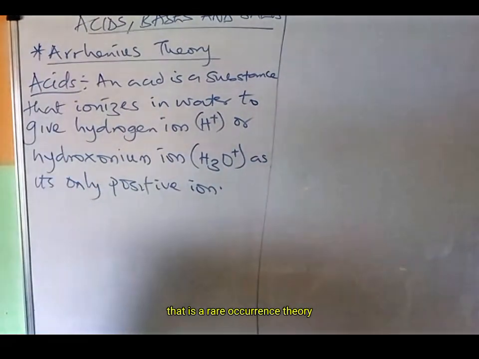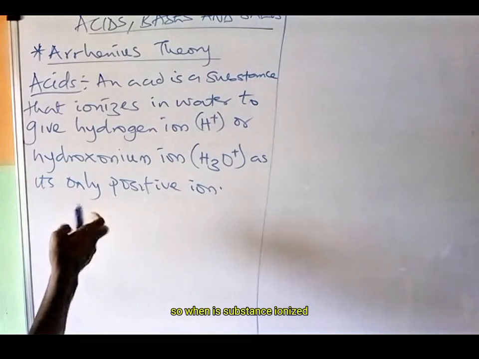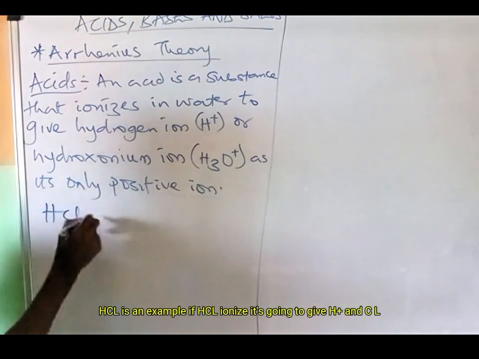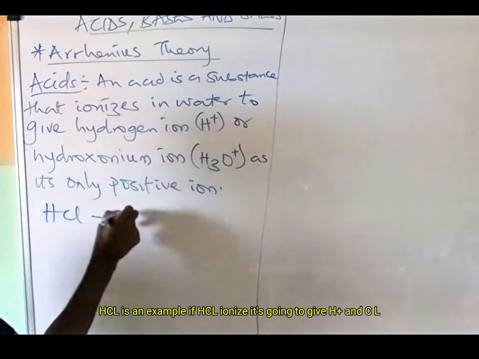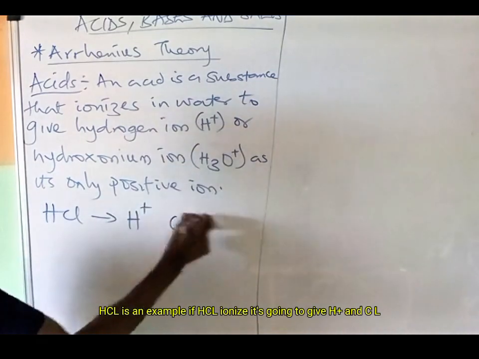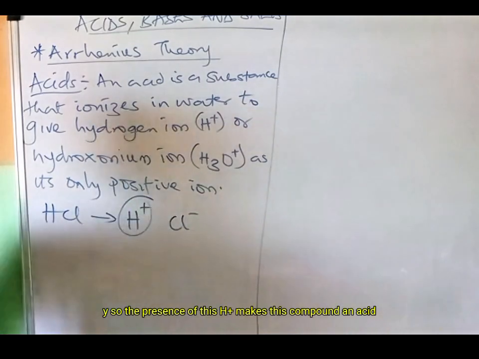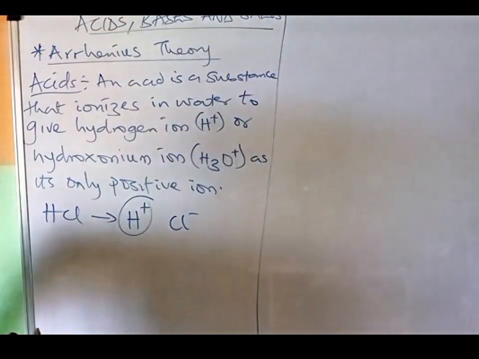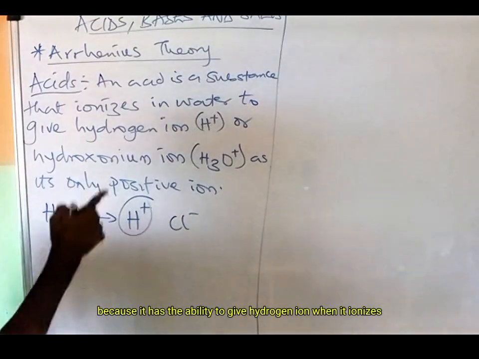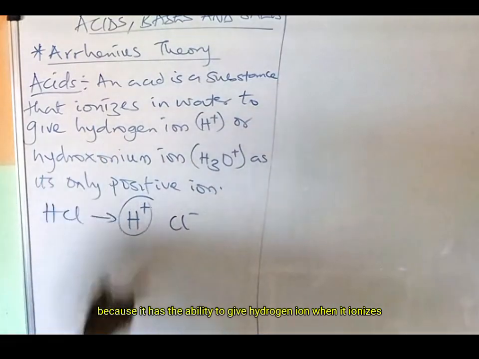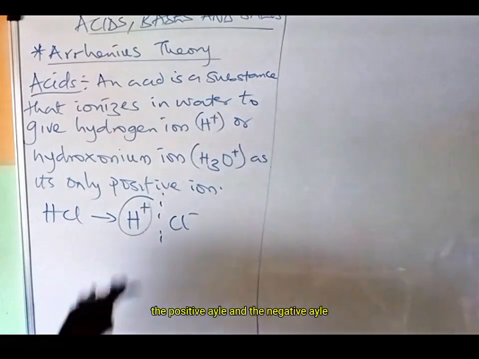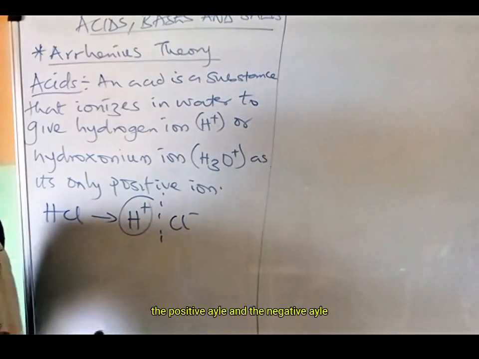That is Arrhenius theory. So when a substance ionizes, let me give you an example. HCl is an example. If HCl ionizes, it's going to give H+ and Cl-. So the presence of this H+ makes this compound an acid because it has the ability to give hydrogen ion when it ionizes. To ionize means to split into ions, the positive ion and the negative ion.